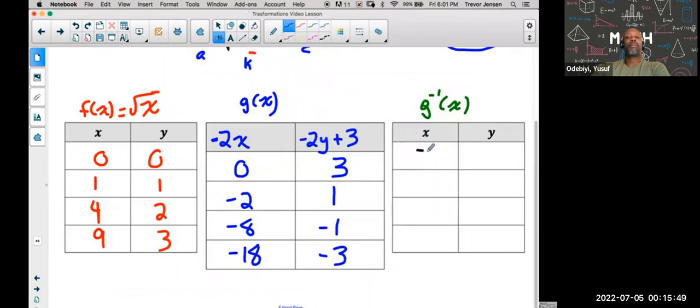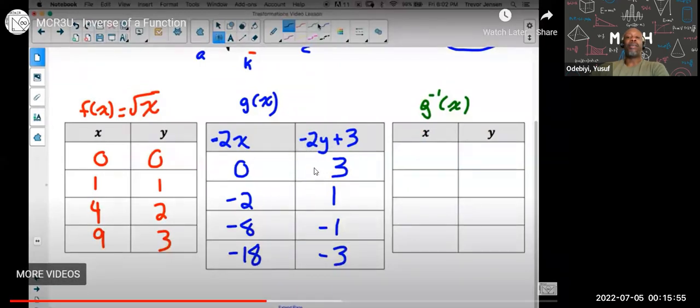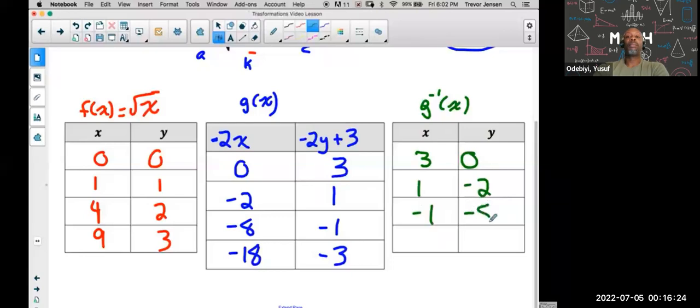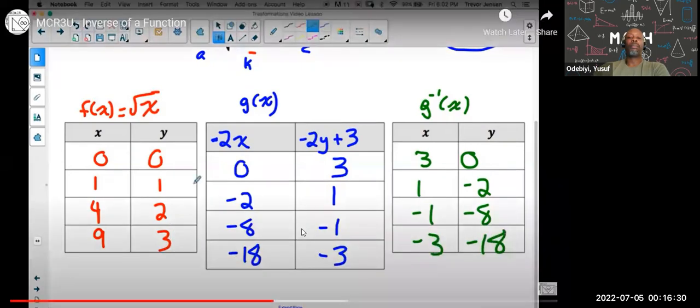So instead of 0, 3, we'll use the point 3, 0. Now you see how easy that was? He's just swapping, right? So we already have the value of x is 0, and then y is 3. So when you swap it, now it'll be 3, 0, 1 and -2, -1 and -8, and then -3 and -18. So that's why he did this first. Now he can figure out what the values are for the inverse, which is swapping x and y. So 3, 0, 1, -2, -1, -8, -3, -18. So I just kept all these same points, just swapped the x's and the y's with each other.